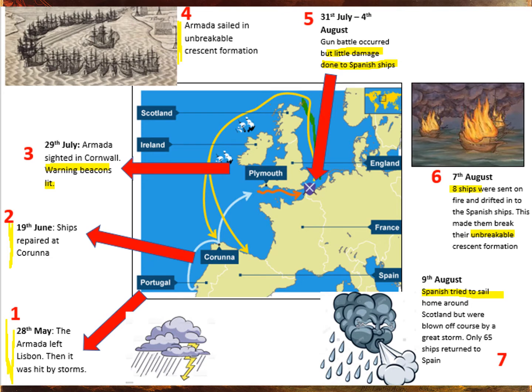So you can see the route here at the top, all the way around there. Now, bearing in mind that their ships were built for the Mediterranean, they weren't built for these choppy waters, particularly once we get over here towards Ireland. Very, very bad conditions across the Atlantic at times, and they completely weren't ready for this. They didn't have maps to chart the waters. They were blown off course by another storm. Only 65 of the 130 ships returned to Spain. So that's what actually happened in terms of the Armada itself.